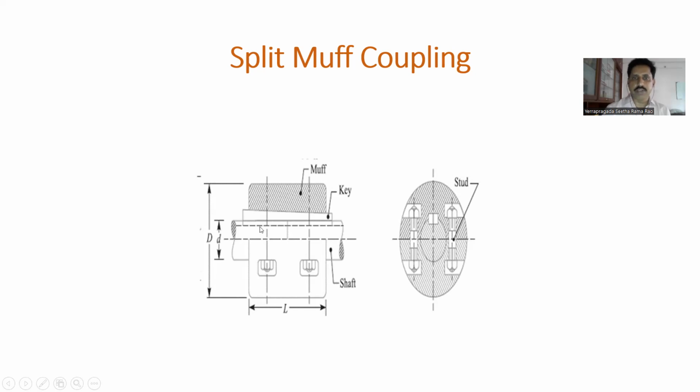These are connected by means of a feather key, which is as shown in the figure here. You see here. The main advantage of this coupling is that it could be connected anywhere in the machinery itself. That is the advantage. At any part of the machine we can connect it very easily. That is the main advantage of this type of coupling.